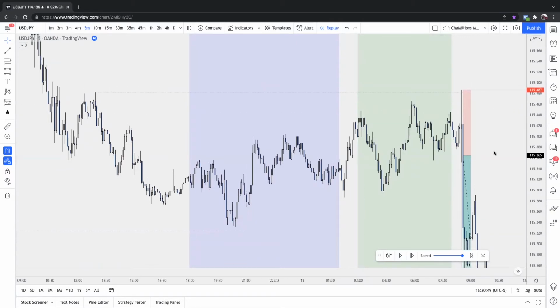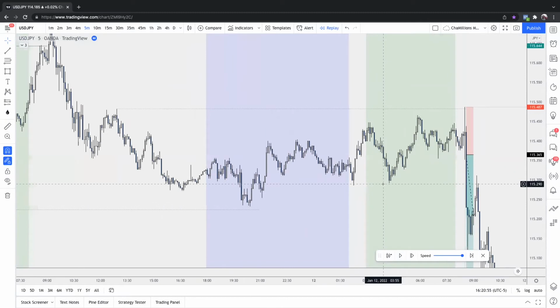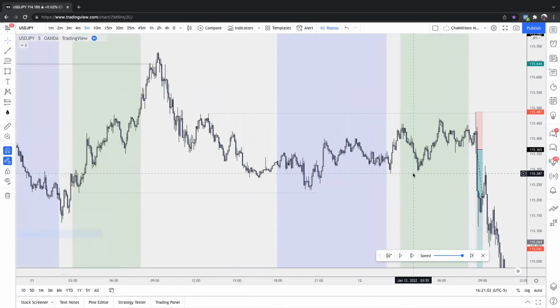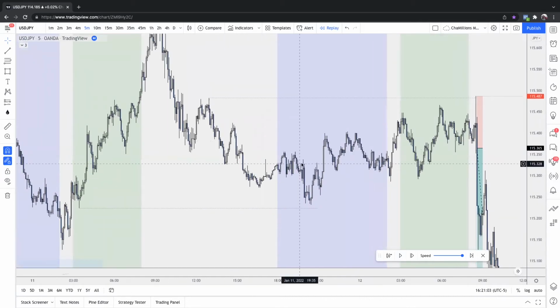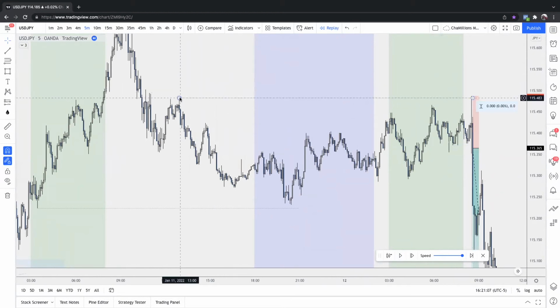Now, nonetheless, news. I believe it was FOMC, but I know that there was news Wednesday of this week. So I was just waiting for New York. But nonetheless, as you can see, the only thing New York did was come in and run the buy side liquidity of this high here that essentially created this low. So we ran the liquidity of that.